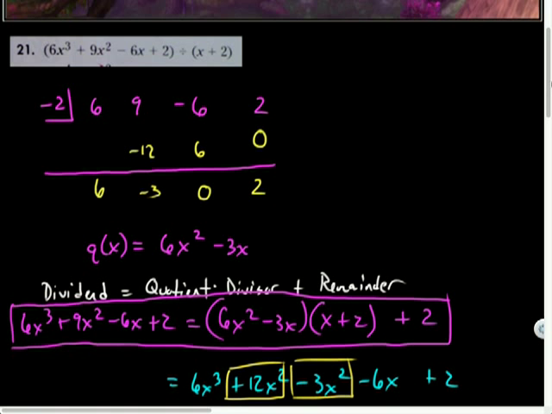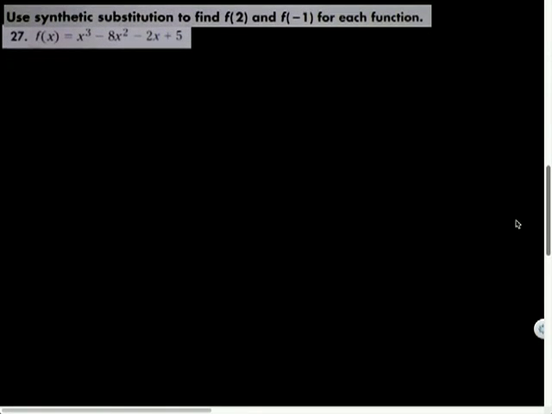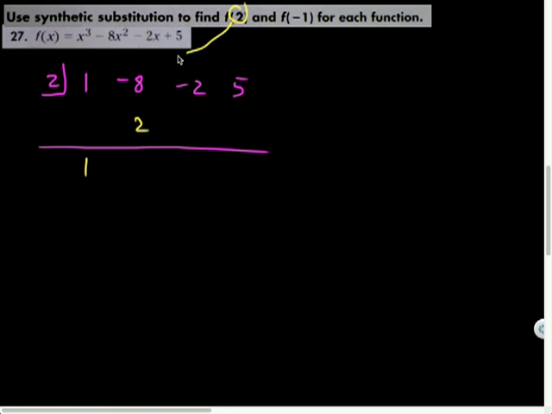Here we go. Let's look at the next problem. Use synthetic substitution to find f of 2 and f of negative 1 for each function. Replace every x with 2. That would be direct substitution, because they're going to be equivalent. So synthetic substitution, I would do 2 goes into 1, negative 8, negative 2, and 5. So you just take the x and do it? Yeah, I just take the 2, and it goes right here.